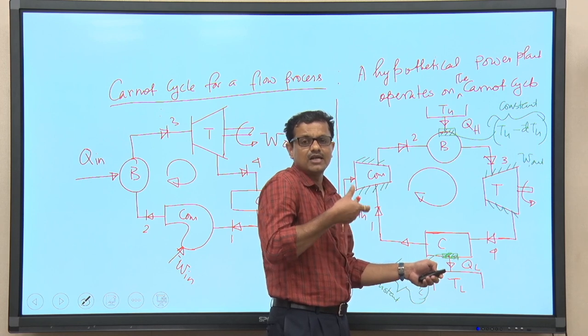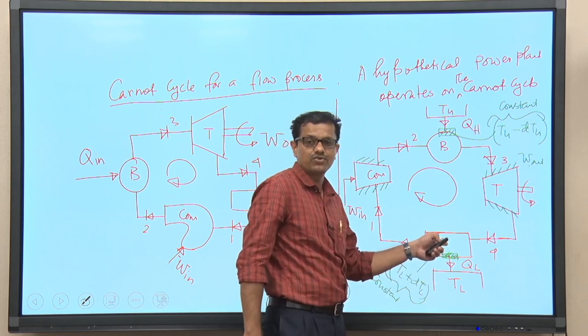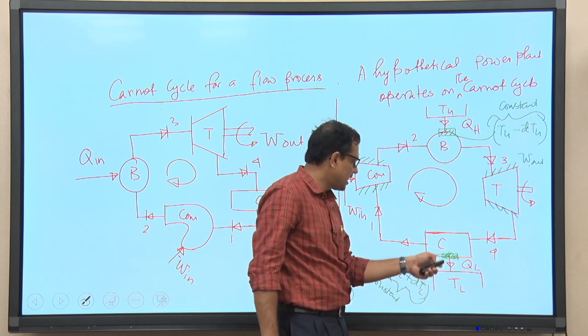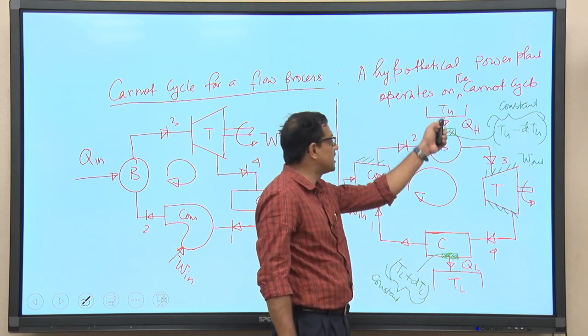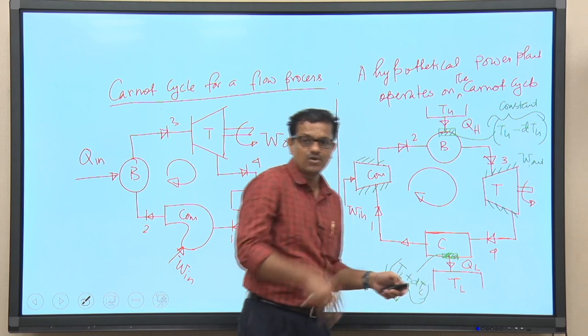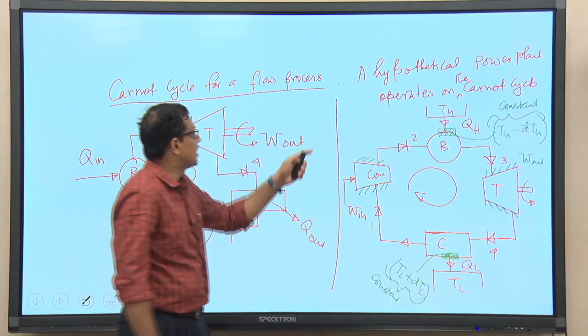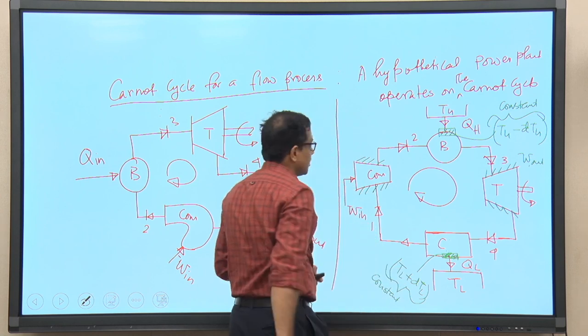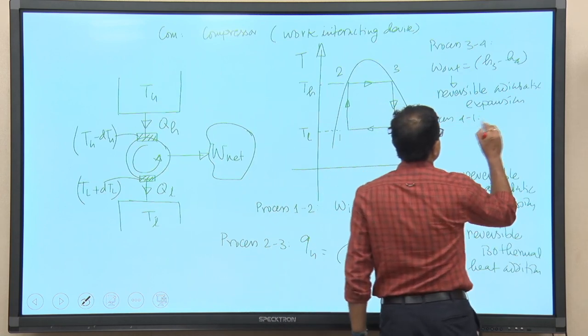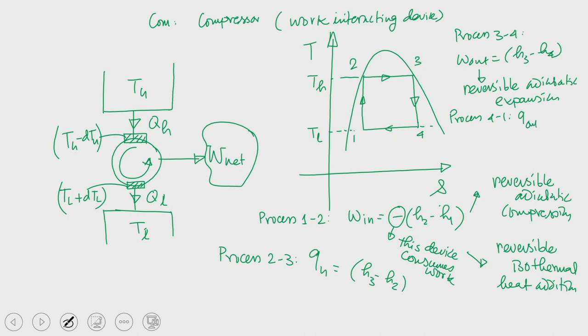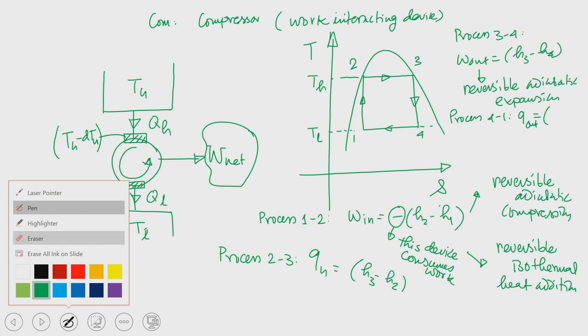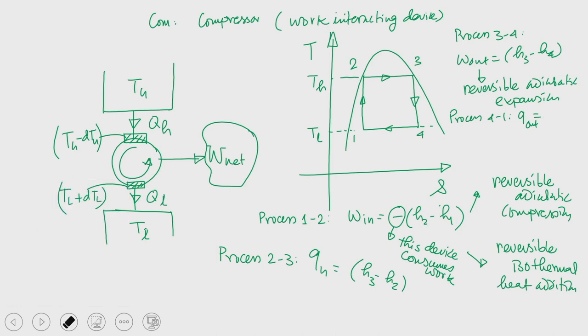In reality, it is very difficult to ensure that the heat transfer will take place due to infinitesimal temperature difference both at the condenser as well as at the boiler. So, that is why the word hypothetical came into the picture, and it is written over here. So, this is 4 to 1, that is Q out equal to minus H 4 minus H 1.